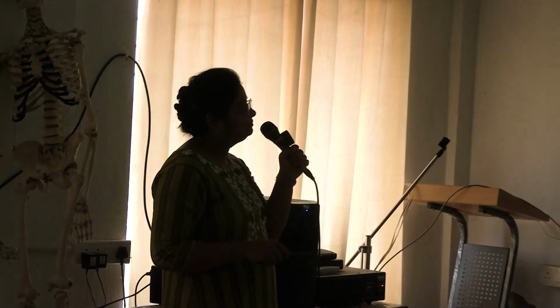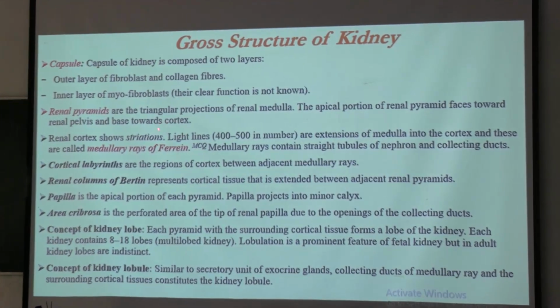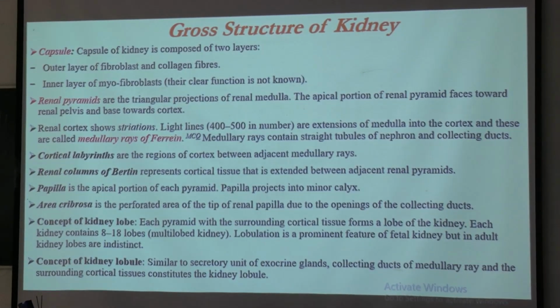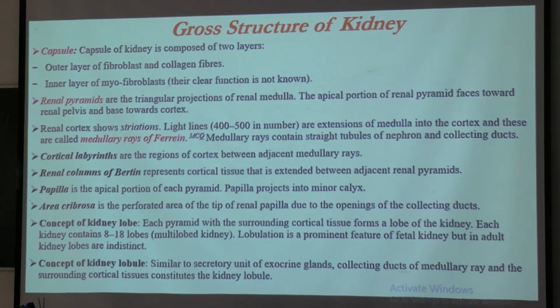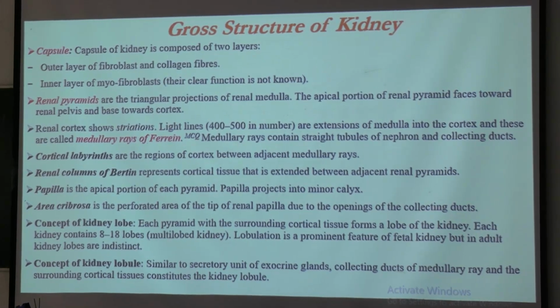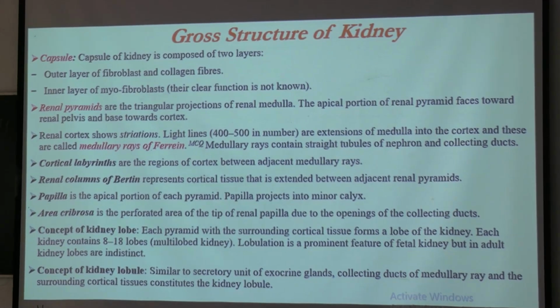Next is the renal pyramids. They are the triangular projections of the renal medulla, and the apical portion of the renal pyramid faces towards the renal pelvis and the base towards the renal cortex. You have seen the pyramids: the apex is directed towards the medulla and the base towards the cortex of the kidney.